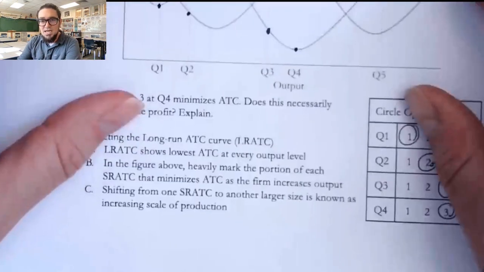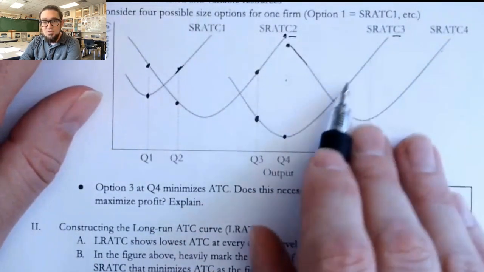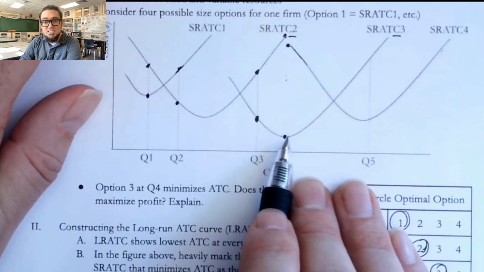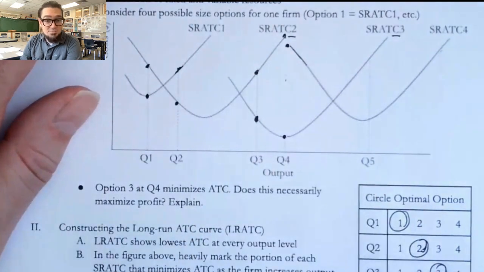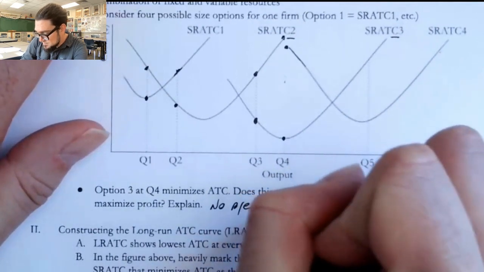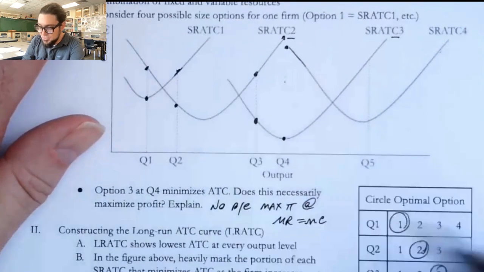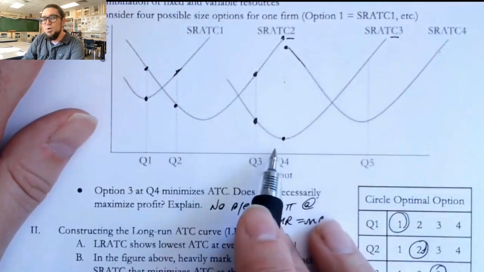So that allows us to understand what's going on in this graph up at the top. This question says option 3 at Q4 minimizes the ATC. Does that maximize profit? No, because max profit is at MR equals MC. So this may not necessarily correspond to where we need to end up, right?